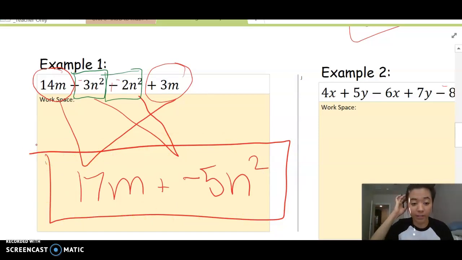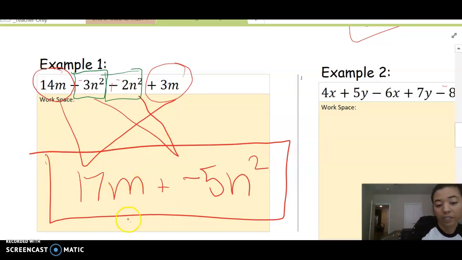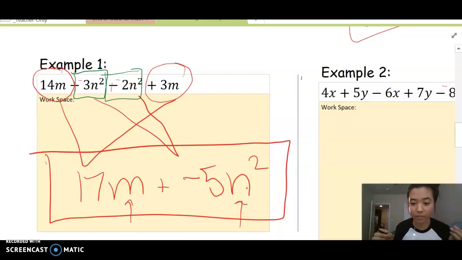I know that's my final answer because this is an M right here, and this is an N right here. They're different variables, so I can't combine them anymore. When you have 2 different things left, there's nothing else you can do, so you're done.